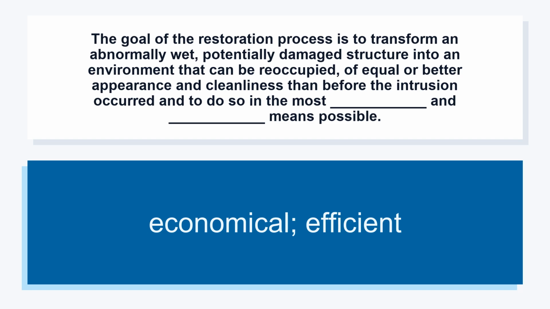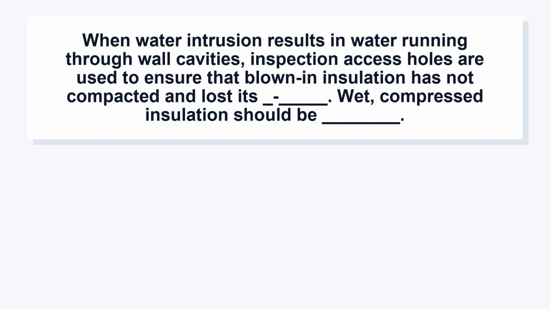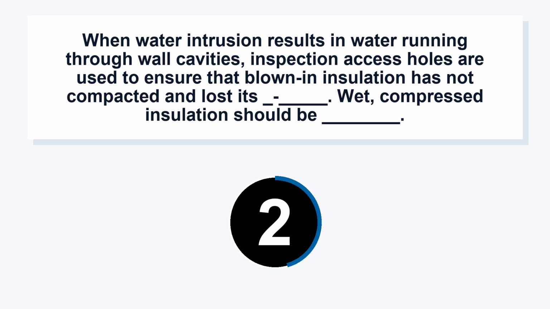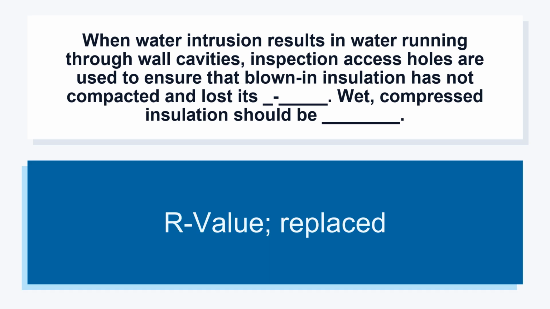Economical, efficient. When water intrusion results in water running through wall cavities, inspection access holes are used to ensure that blown-in insulation has not compacted and lost its R-value. Wet, compressed insulation should be replaced.